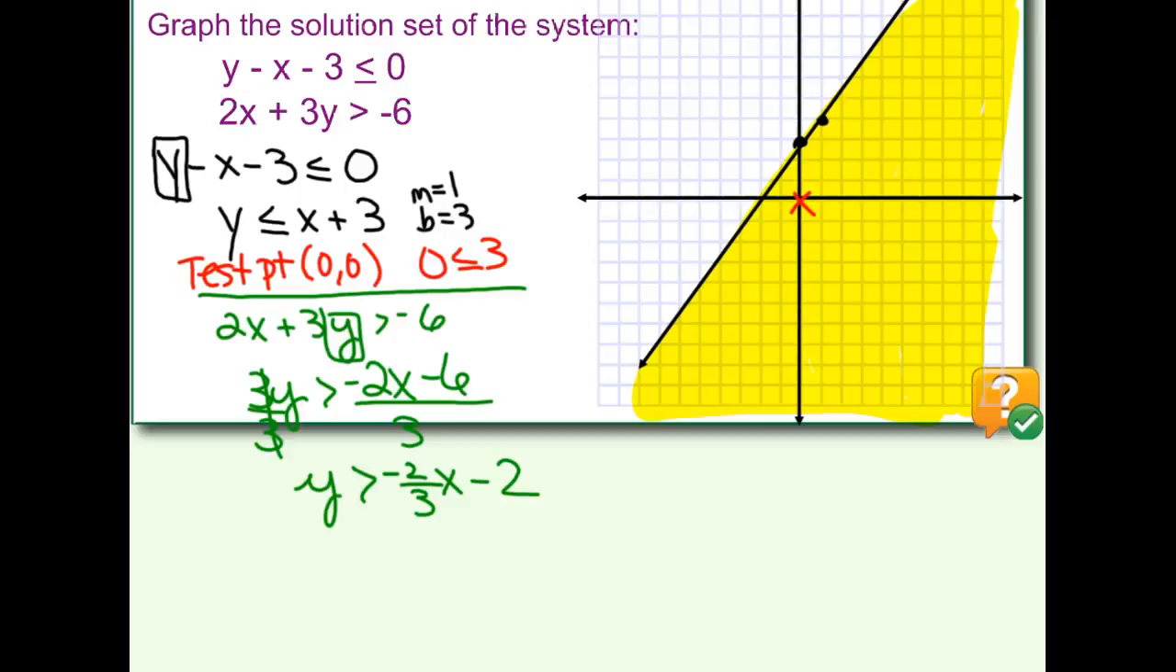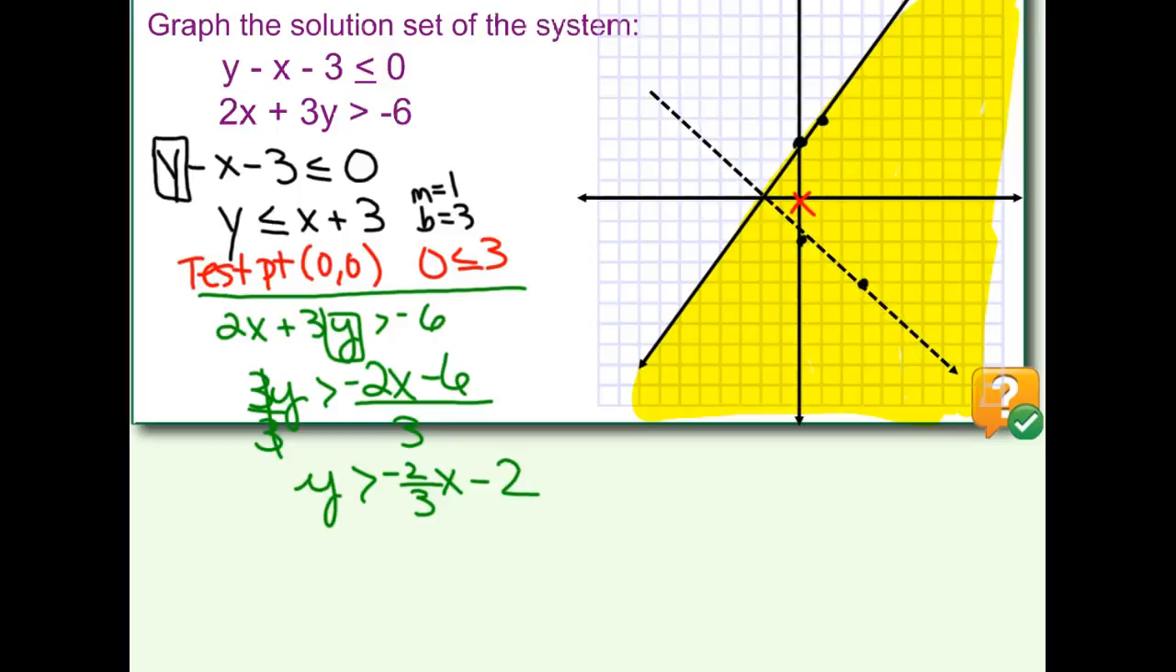All right, so let's see if we can graph that line. My y-intercept is negative 2. My slope is negative 2/3, so we're going to go down 2, right 3. Did you notice this time it just says greater than? So we're going to have a dotted line this time. So we're going to go in here and put our dotted line in.